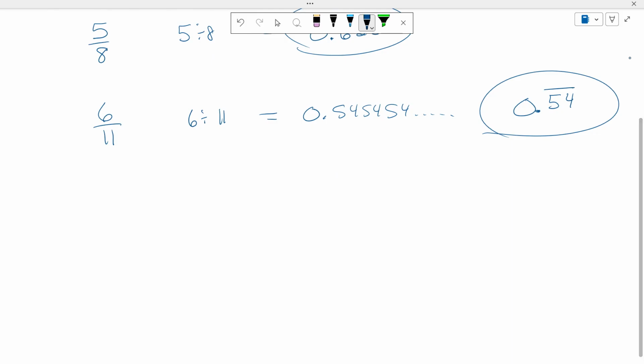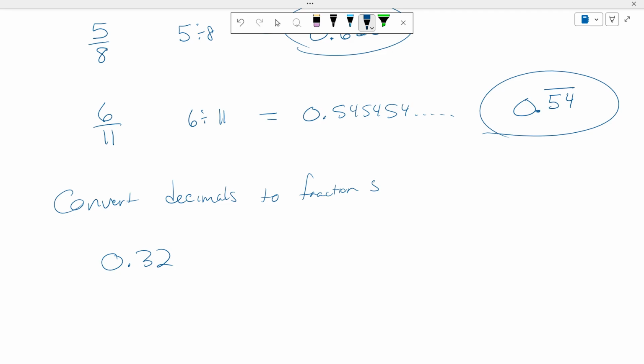Now, we're going to convert decimals to fractions. So 0.32. Now, what is the 2 in? In the what spot? The hundredths place. That is in the hundredths. So then we write it as 32 over 100.